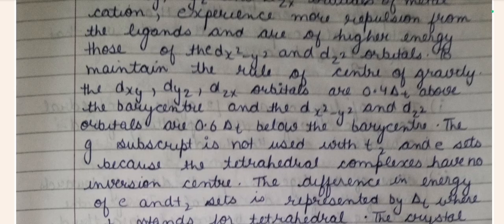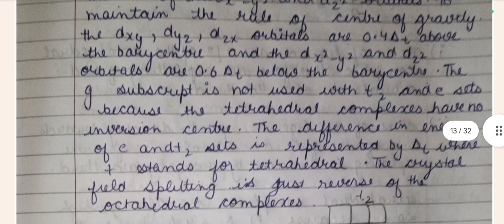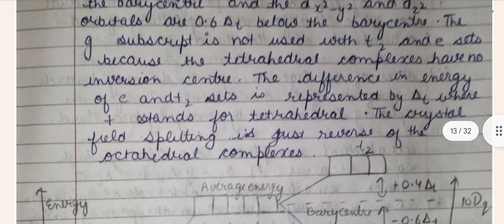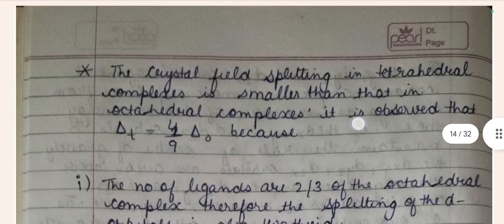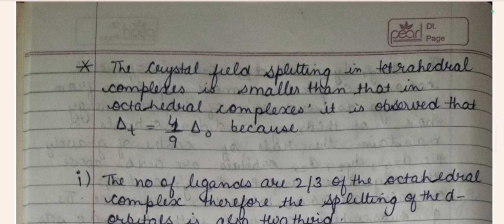The g subscript is not used with the T2 and E sets because tetrahedral complexes have no inversion center. The difference in the energy of the E and T2 sets is represented by ΔT, where the T stands for tetrahedral, and the crystal field splitting is just the reverse of the octahedral complexes. The crystal field splitting in tetrahedral complexes is smaller than that of octahedral complexes.